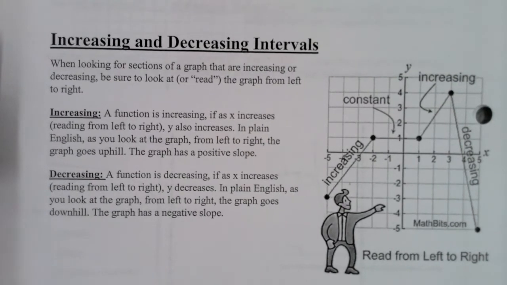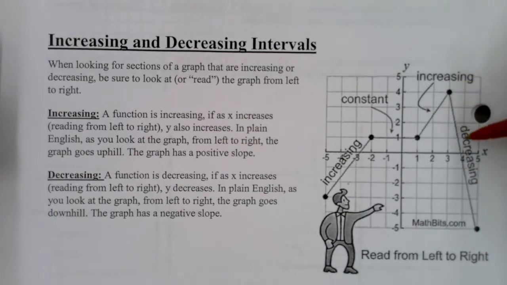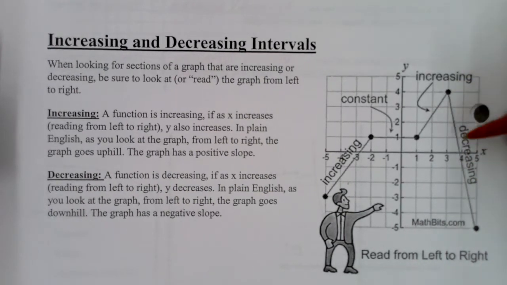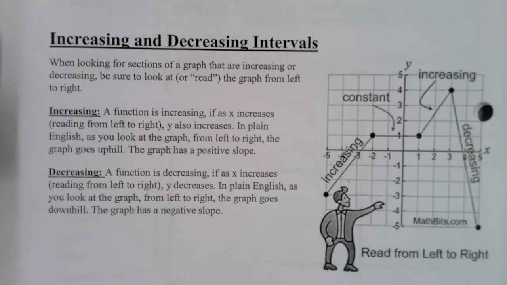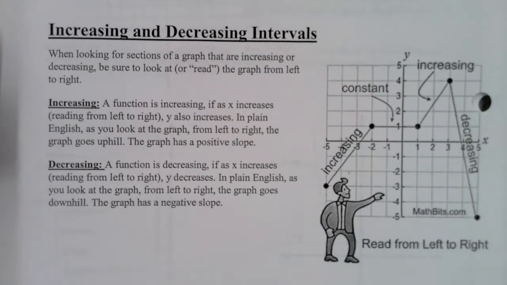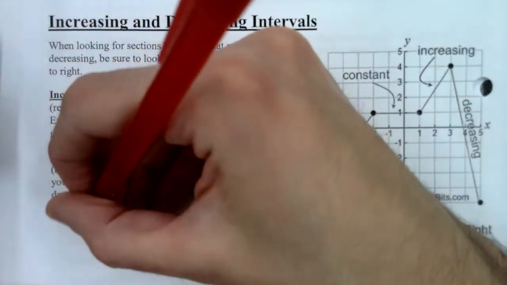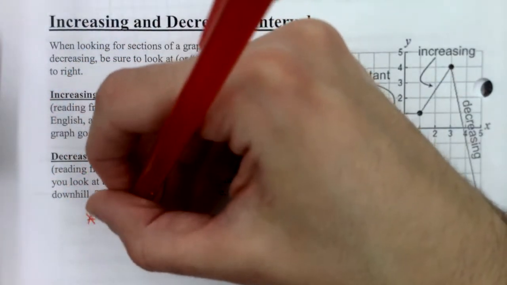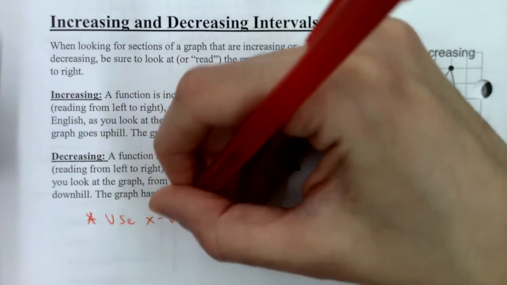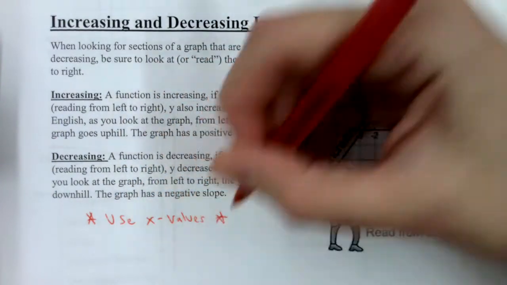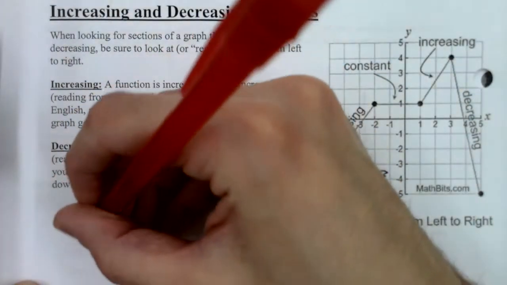A function is decreasing if, as x increases, y decreases. So for example, this is a decreasing interval. Again, we've done these a lot this year. And I always have you write down these two facts whenever we do these. You're going to use the x values when you identify the increasing and decreasing intervals. And you always use parentheses with these.